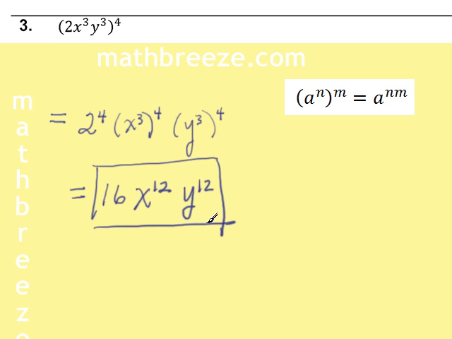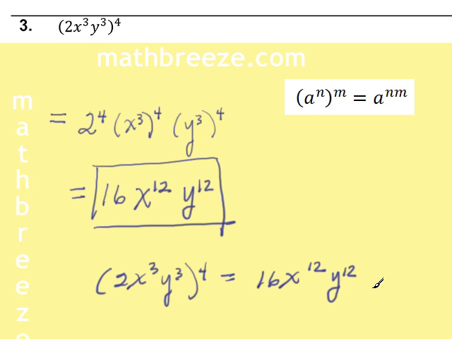Now, usually we won't put this intermediate step. Usually we would do the problem like this. Leaving out that step, we would just say 2x cubed y cubed to the 4th is equal to, first we do 2 to the 4th, we'll go straight to 16, and now we'll multiply the exponent here, x 3 times 4, and then multiply these, y 3 times 4. All right, skipping this intermediate step.